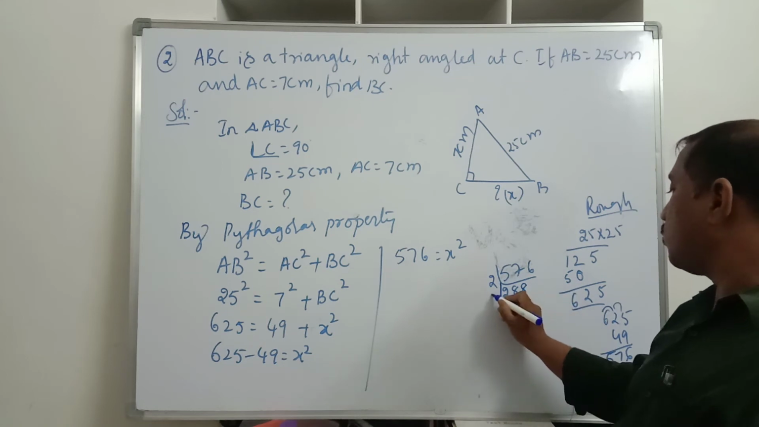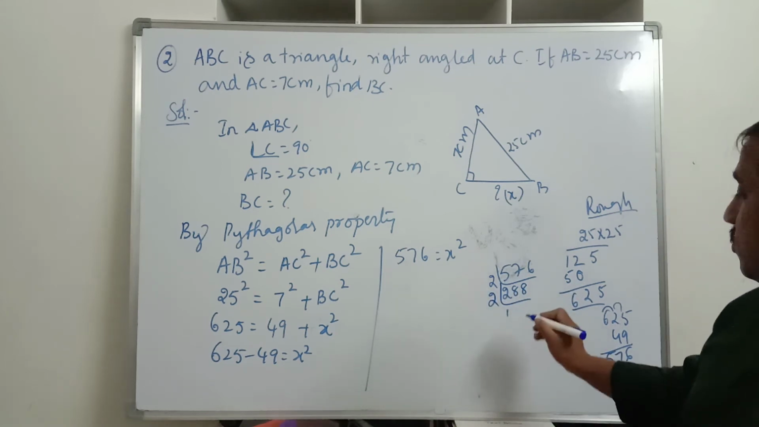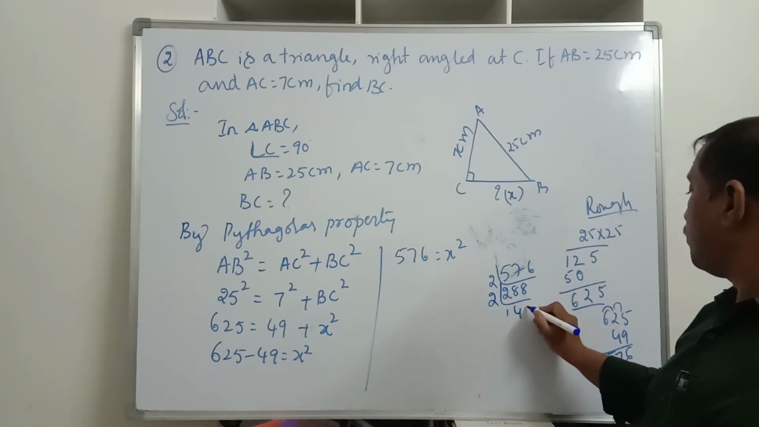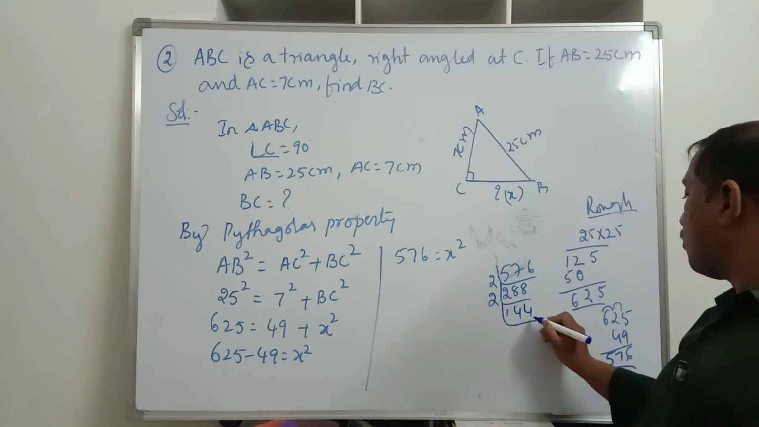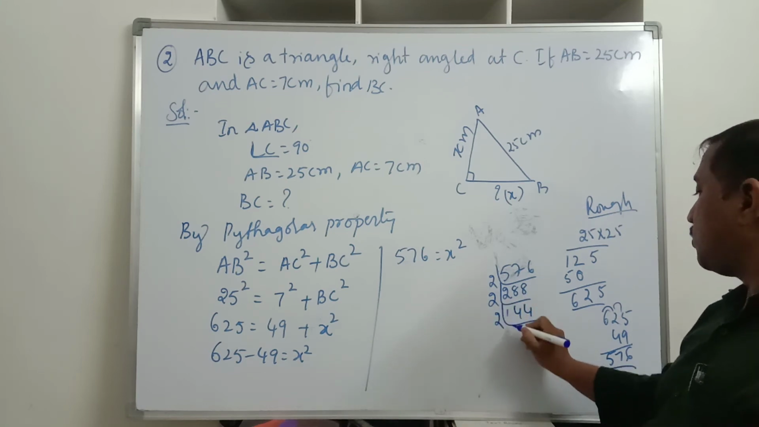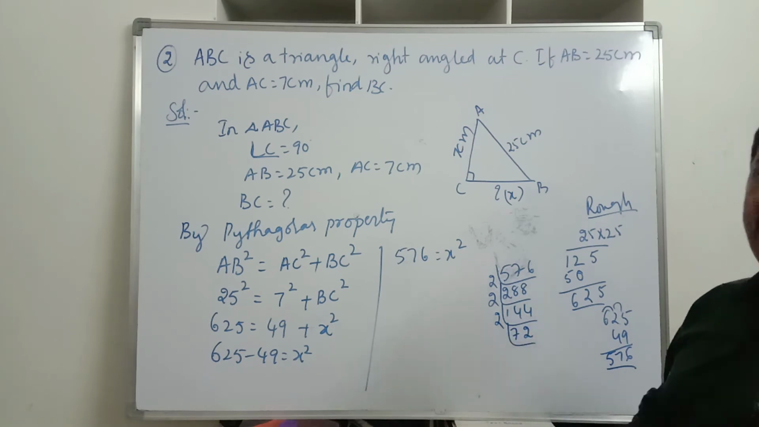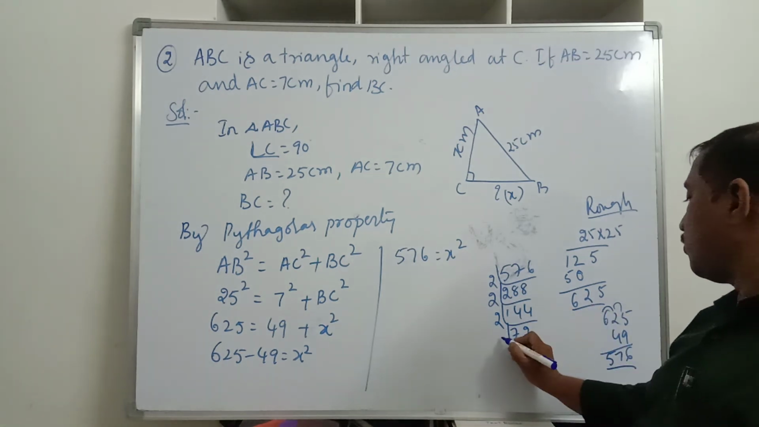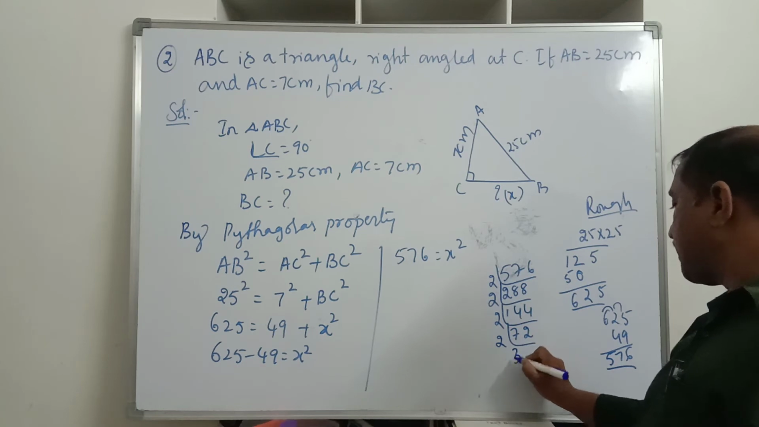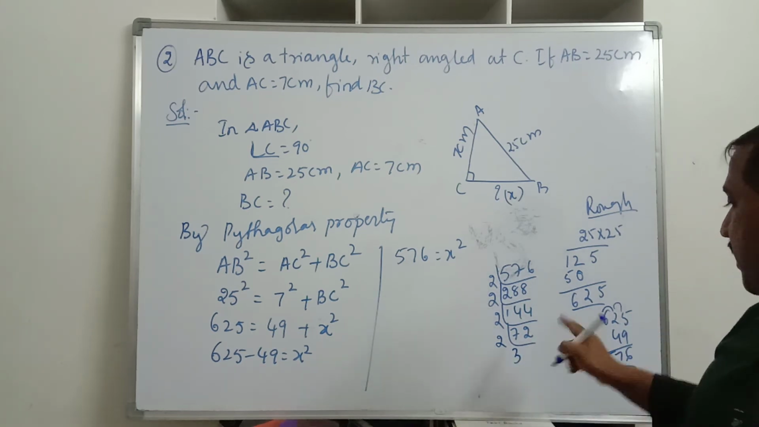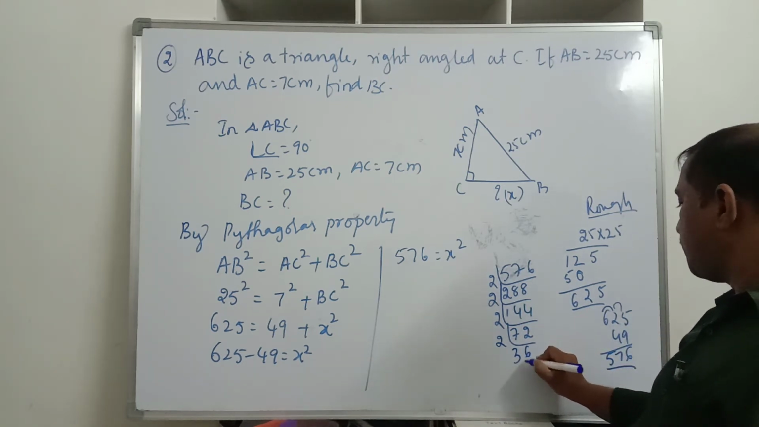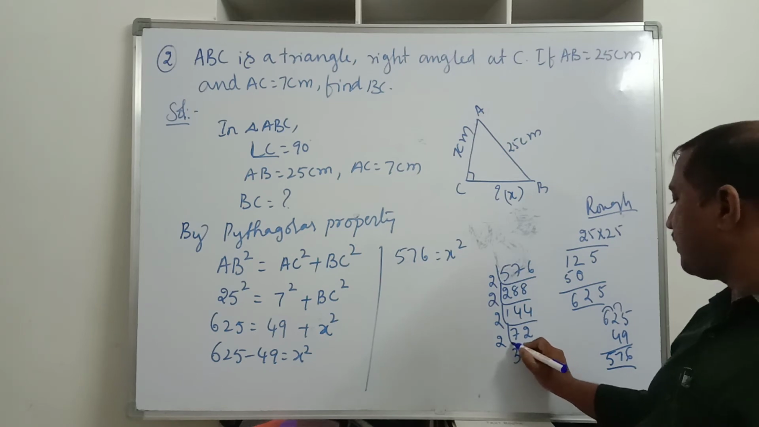It is divisible by 2. 2 1s are 2. 2 4s are 8 and 2 4s are 8. So again 4 is there. It is divisible by 2. 2 7s are 14. 2 2s are 4. Again we have 2 in the units place, so it is divisible by 2. 2 3s are 6. 7 minus 6 is 1. Bring 2, 12. 2 3s are 6. That is 12 minus 12, it is 0.